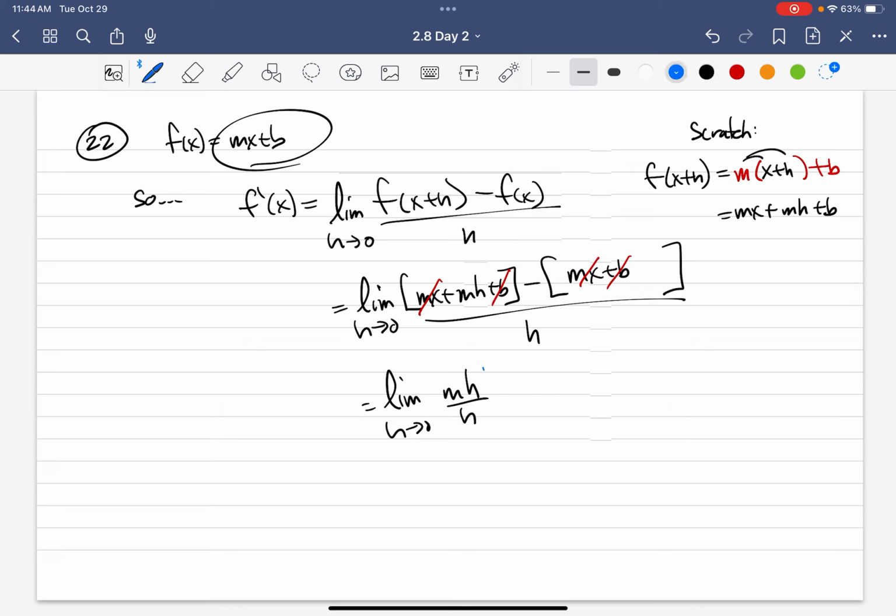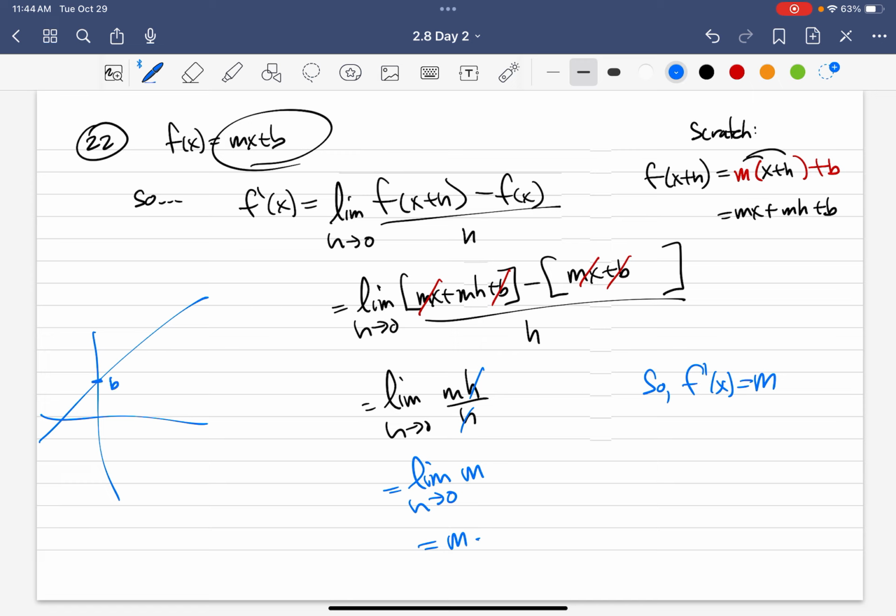Why is that great? Because my h's cancel out, and I want to know as h goes to 0, what happens to m? Well, it's just m. So my derivative is always equal to m. Why is that true? Because this is a line. It's a line with a slope m. So the small mini tangent line is always equal to m, no matter what you do on the line y equals mx plus b. So the slope of the tangent line is just the derivative. That's why the derivative of my function is a constant m, because it's the line.